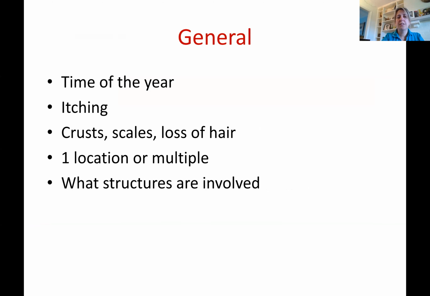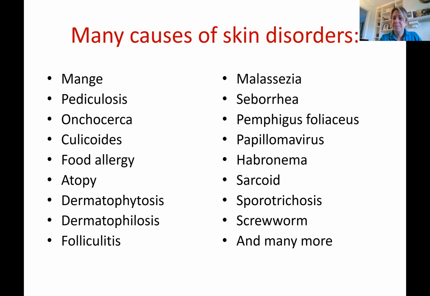Okay, so skin disorders. In general, the skin is the largest organ that we have in the body. And then in general, we have to think about the time of the year, if the horse is itching, how the lesions look, if they're all similar, if they're all different, if there is crust, scales, loss of hair, one location, multiple locations, is this an injury, or what exactly is going on?